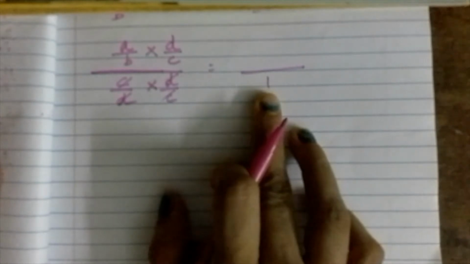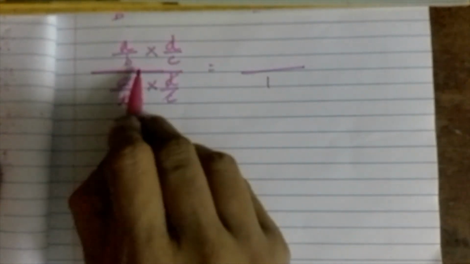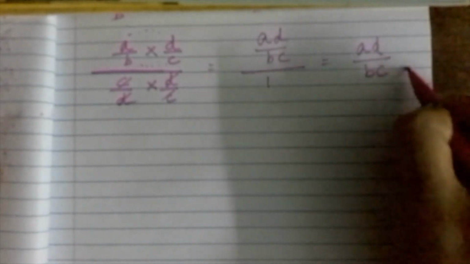Now, on simplification, I cancel and it will be 1. Now my denominator is 1, and for the numerator, being the multiplication of two fractions, the rule is very simple: you multiply the numerators and divide by the product of the denominators. So it is AD by BC. You just have to multiply and get the answer.